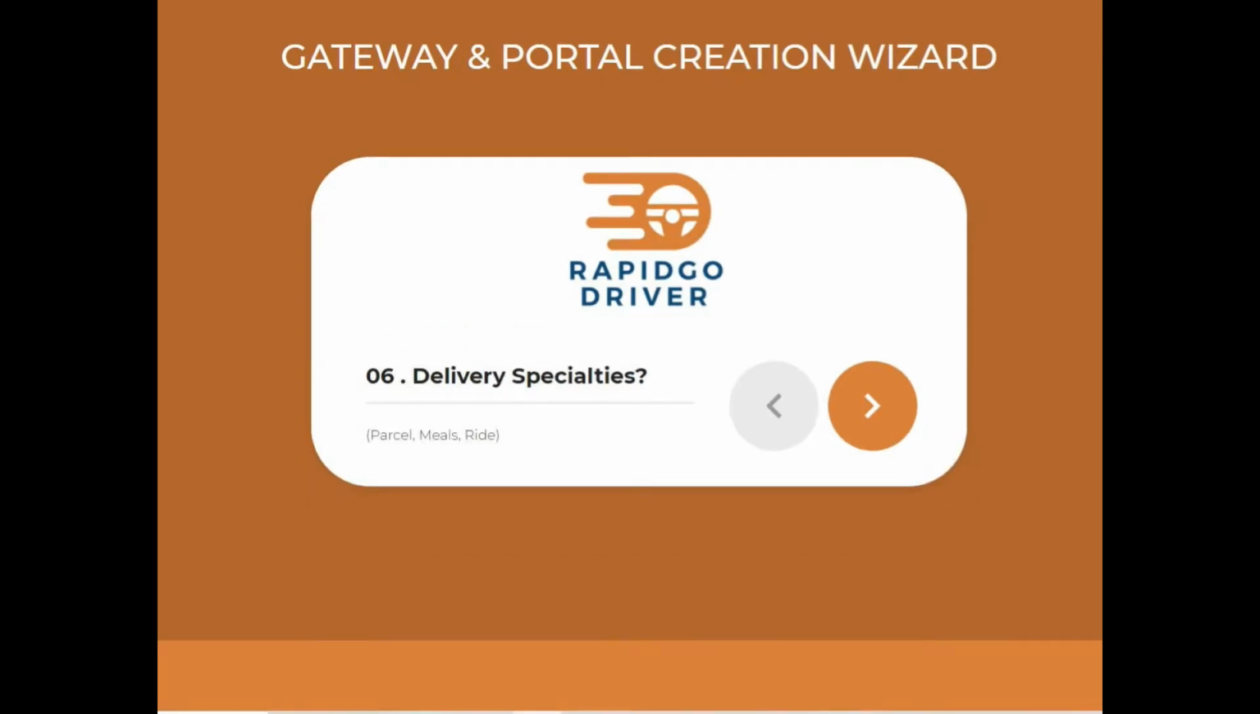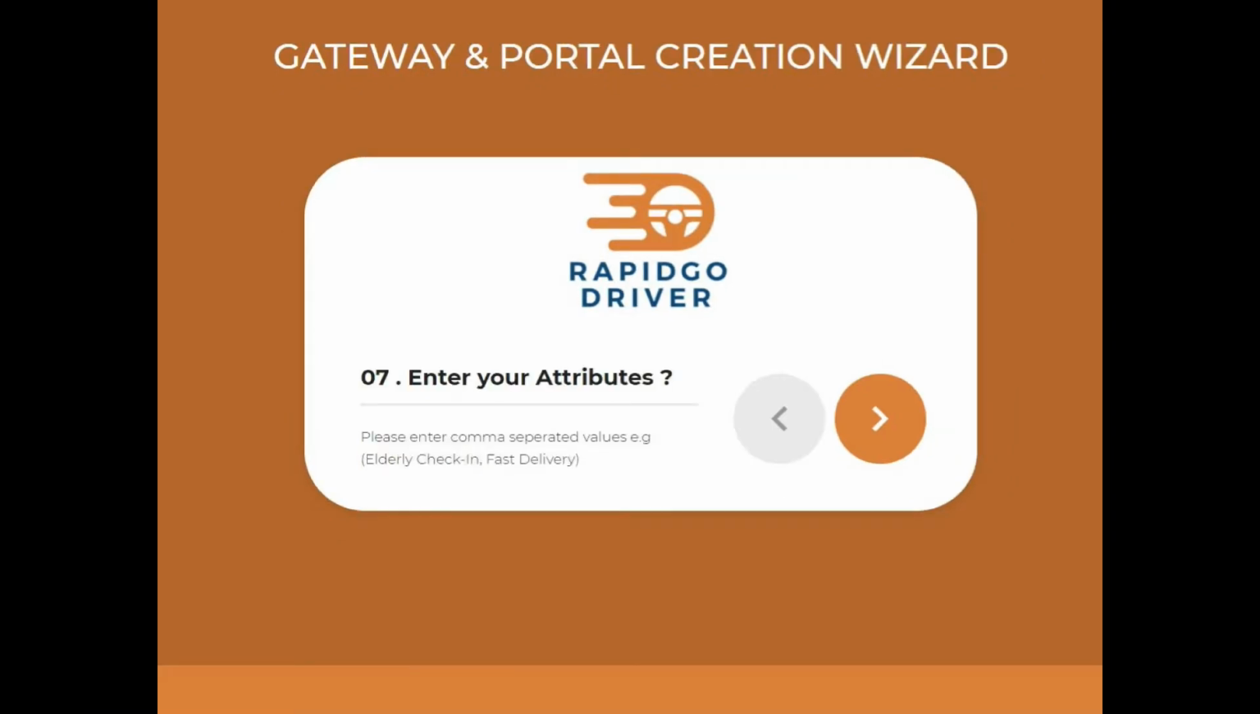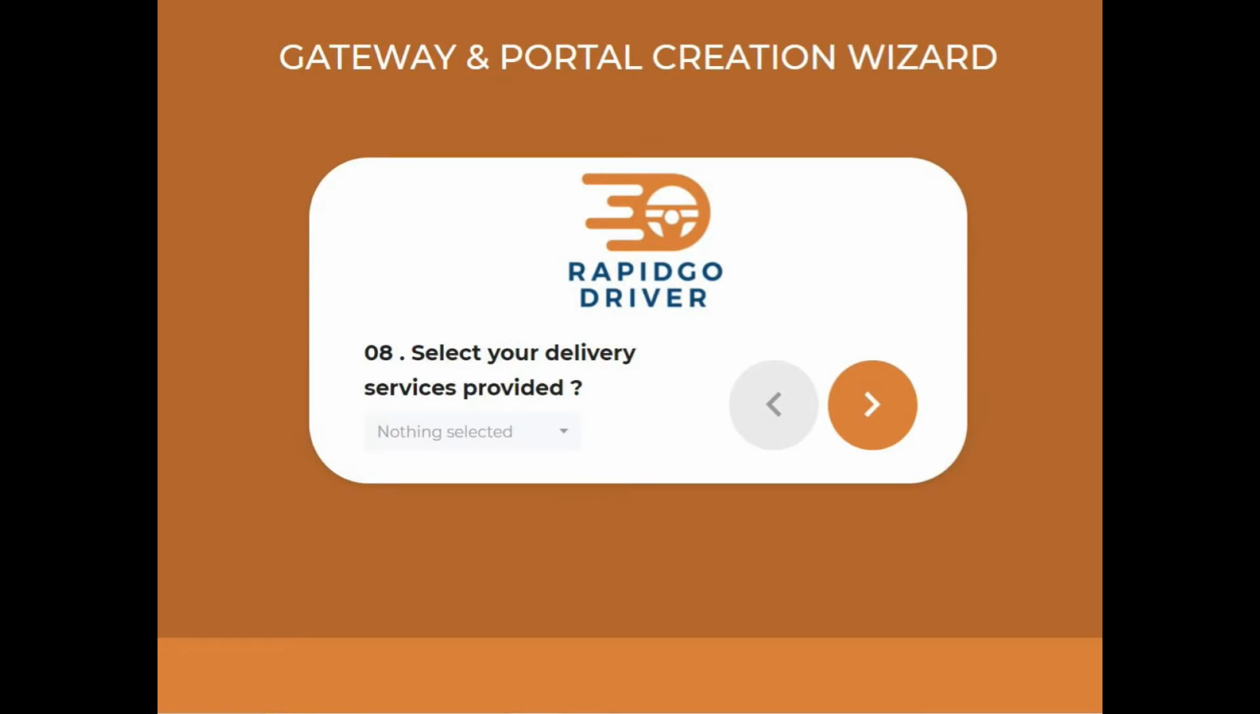Now, enter the delivery service specialties you want to offer. For example, you may specialize in parcel, meals, and market deliveries. Next, enter the unique attributes your business may offer. For example, you deliver a meal ordered by a family member and offer elderly check-in to let them know their relative is well. Okay, great.